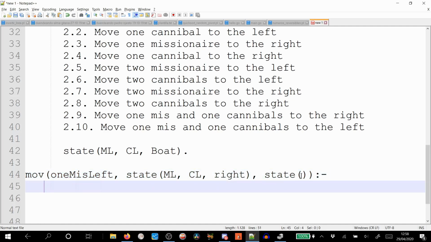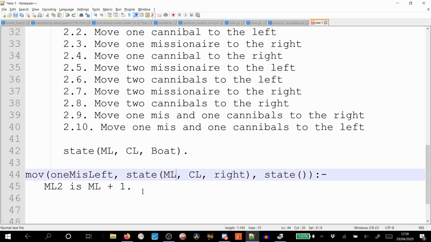After the movement, what will be the result if I am moving 1 missionaire? Missionaire to the left will be missionaire to the left plus 1. No? And what will be the next state? It will be missionaire to the left plus 1 and the same number of cannibals to the left, because we don't move any cannibal, only 1 missionaire to the left. No?